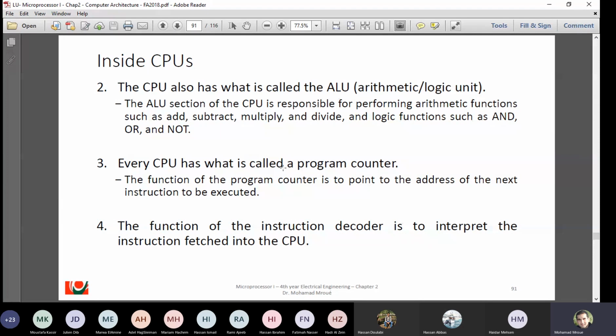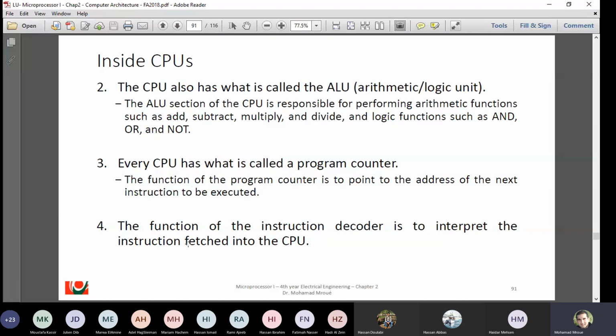Every CPU has what's called the program counter. I mentioned it briefly. The function of the program counter is to point to the address of the next instruction to be executed. So the program counter holds the address of the next instruction. After each instruction finishes execution, the program counter automatically increments by 1.